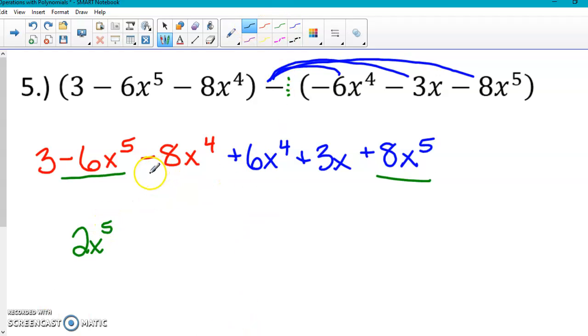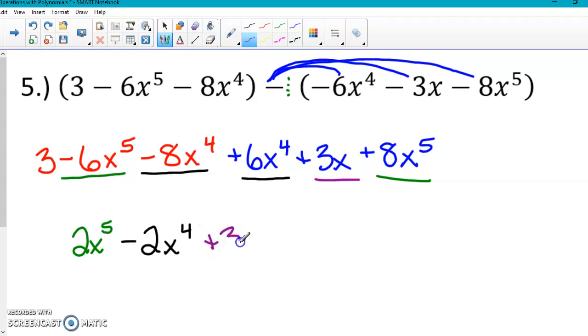Okay, next up is our exponent of 4. So I have a negative 8x to the 4th and a 6x to the 4th. Negative 8 plus 6 gets me negative 2x to the 4th. All right, next exponent would be just a simple x, and there are no other plain x's to add with him, so I just tack him to the end. And then lastly, I have a 3, and there's no other constants to add him to, so I just tack him to the end as well.